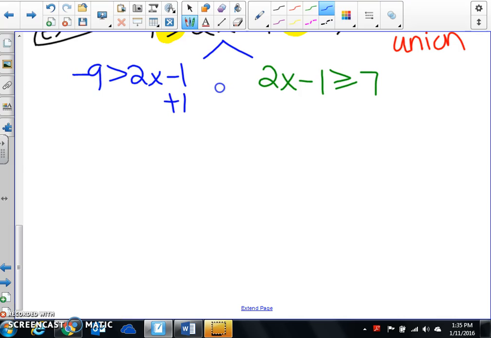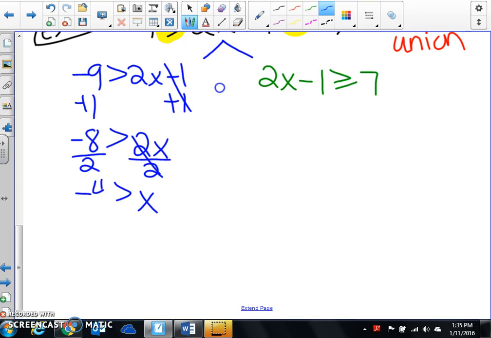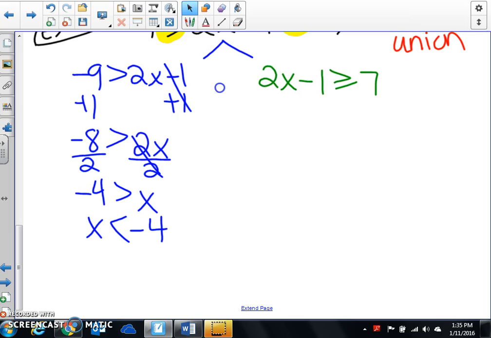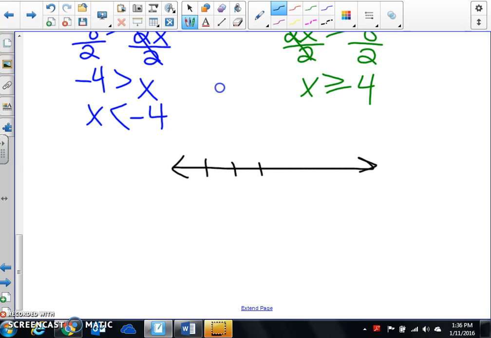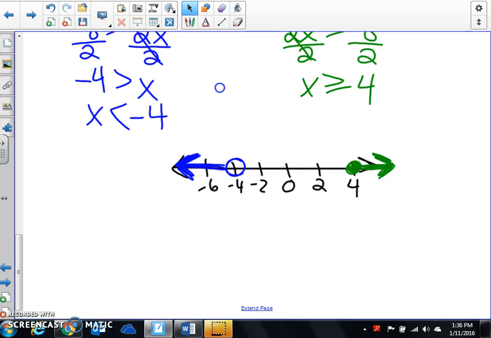Now I solve. I add 1, and I divide by 2. Remember, to graph, I have to have my variable on the left. Okay. Over here, I add 1. Divide by 2. Okay. Now I graph my solution. Zero, 2, 4, -2, -4, -6. All right. So for my blue, I go to -4. It's an open circle pointing to the left. For my green, it's a closed circle at 4 pointing to the right. And this was a union. Therefore, any of the values in the shaded are possible solutions.